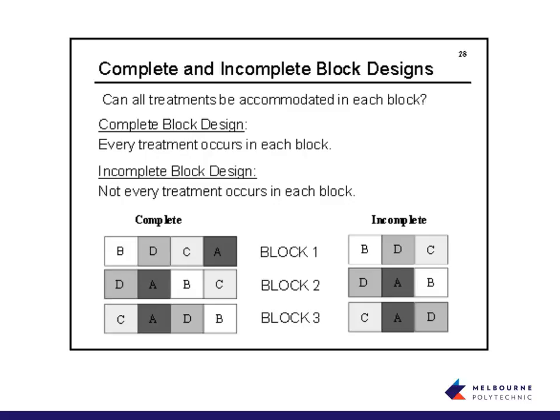Every treatment is found in every block, and that is ideal, and that's what we should hope for, because it makes life a lot easier. However, if that isn't the case, for example, we have more treatments than we have experimental units in each block, or we have more experimental units than we do treatments in a block, then we have an incomplete block design. So we'll explore what happens in this situation now.